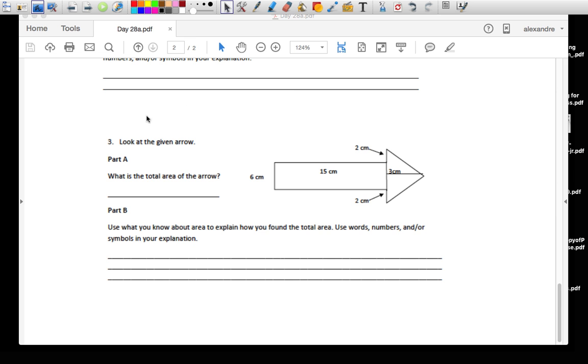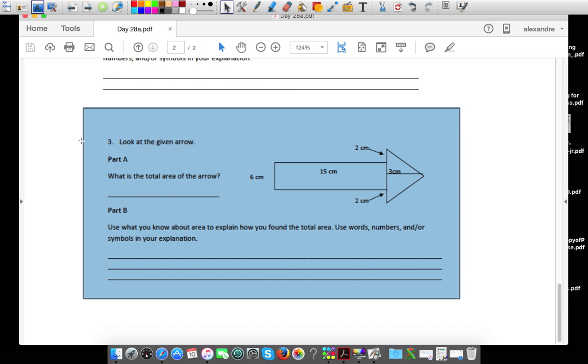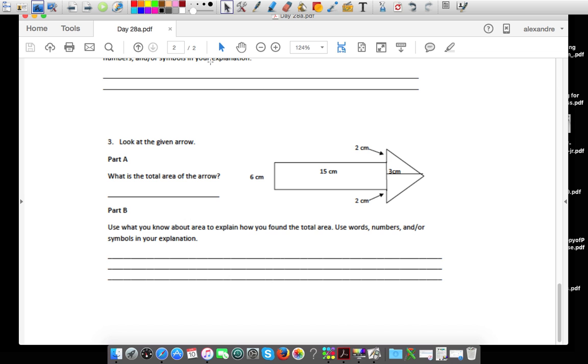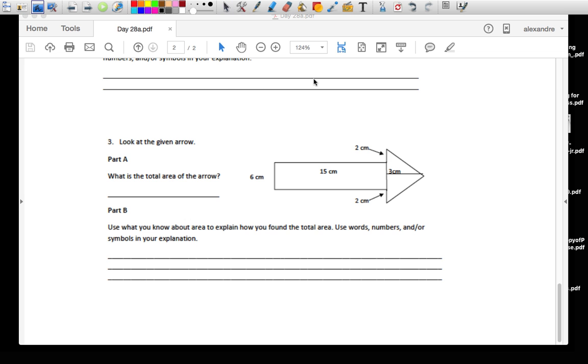Look at the given arrow. What is the area? What is the total area of the arrow? Okay. So let's take this part by part, and I'm on the side here. I'm going to take the rectangle. I'll take that rectangular part of that arrow first.